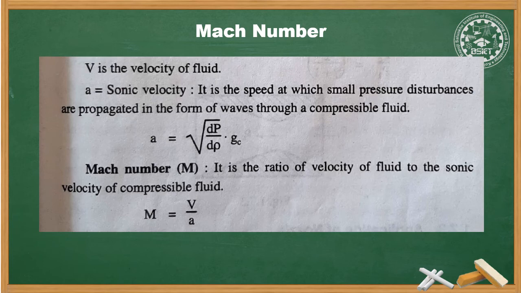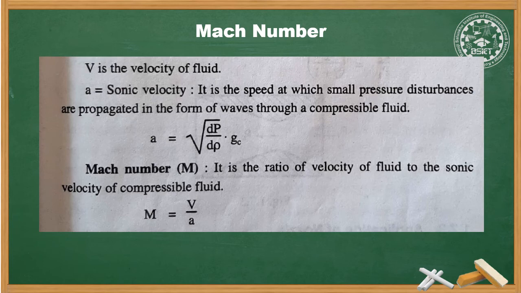The Mach number is defined as the ratio of the velocity of fluid to the sonic velocity of the compressible fluid, that is M is equal to V upon A.